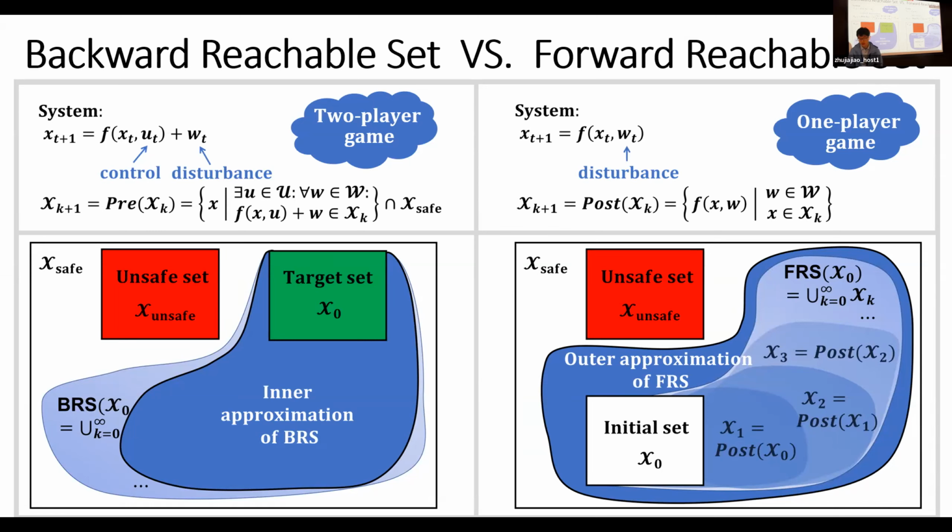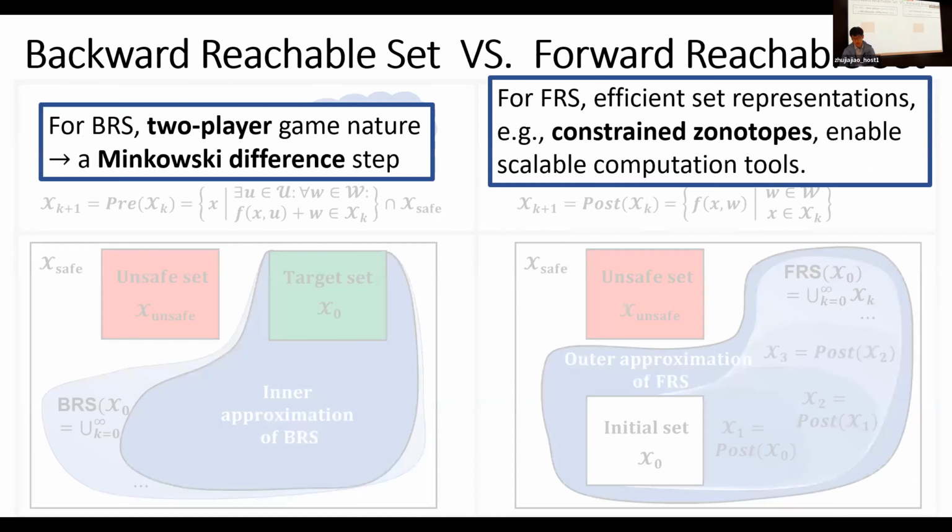So usually we need to do an outer approximation so that if I verify the system to be safe using this outer approximation, the same result will hold for the real system. So those are the two differences. The implication here is the following of these two differences.